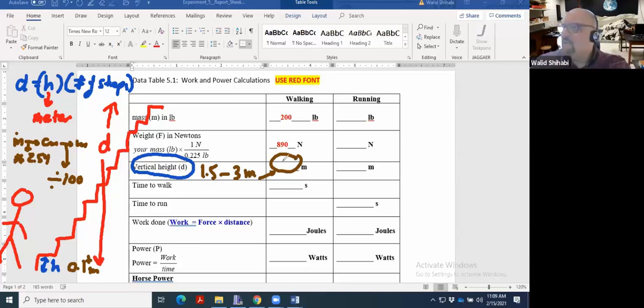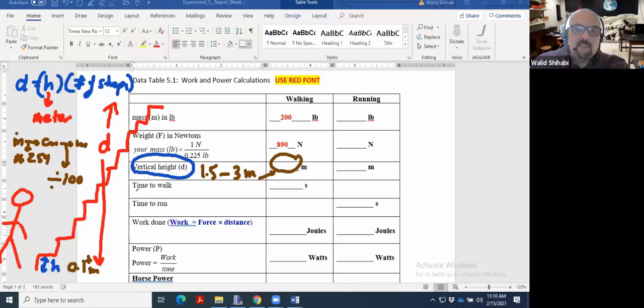If you could not find a 10-step staircase, 5 would be fine. Also, if you have an attic at your house, if your house is a one-story house, you can use the staircase to the attic. You need to have at least 5 steps. So that's the third step here, finding the vertical height. That's where most of the errors take place, so I'm focusing on this point here.